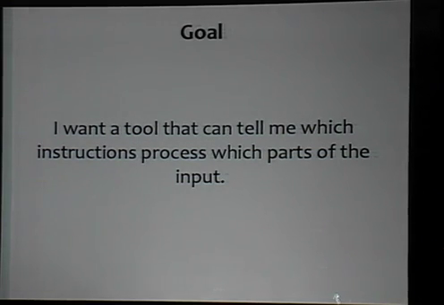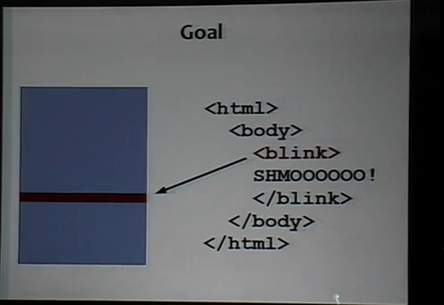So the goal. I want a tool to tell me what part of the program processes what part of the input. And I want to understand it not just on the byte level, but more on the logical level. So if I'm parsing HTML, I want to know who processes the blink tag, because I want to kill that, right? So we want to find out which part of the binary actually processes the blink tag, which one parses it, which one uses that parsed data that gets put somewhere, some logical abstract syntax tree, who uses that later to display it.